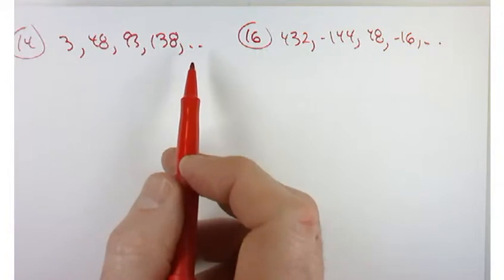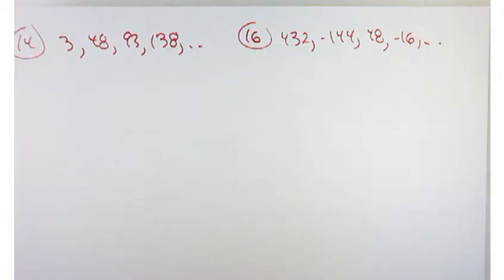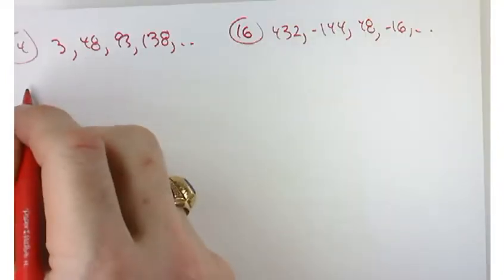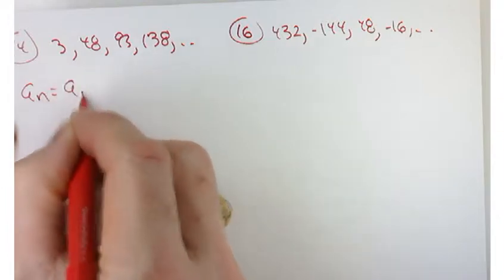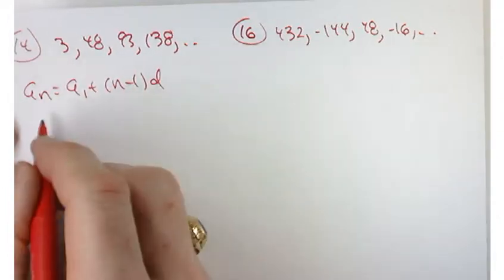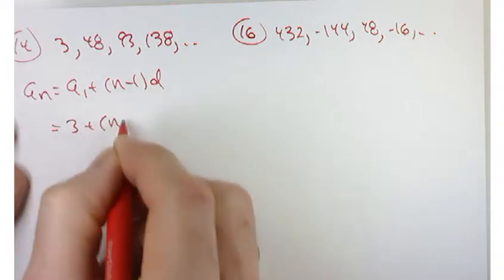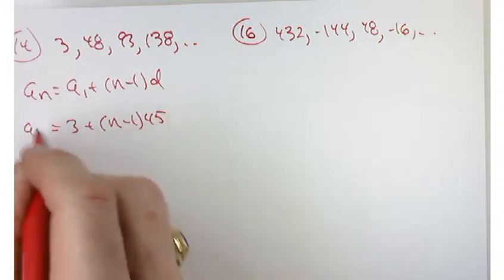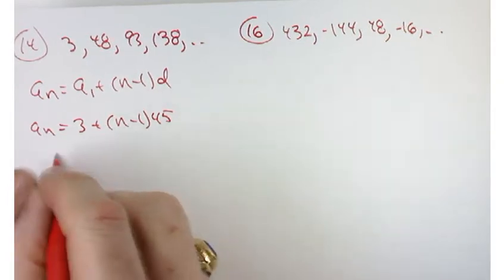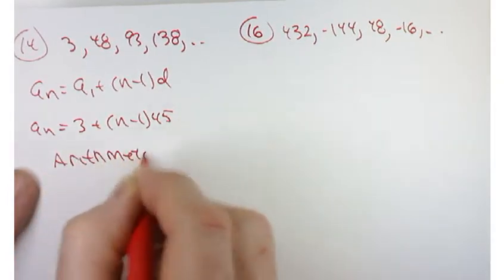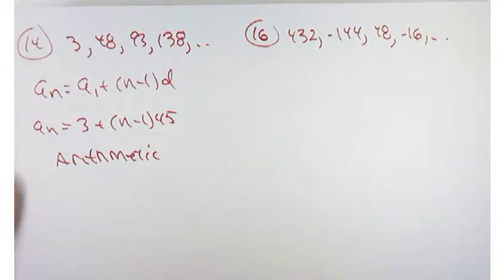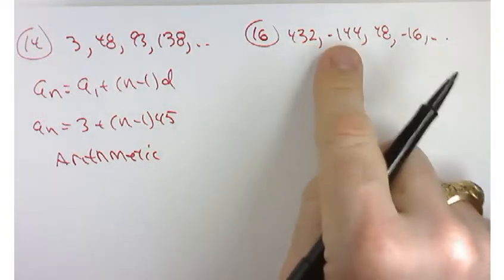Add 45. And if you're adding something to get from one term to the next, what kind of sequence does that make this? Good, arithmetic sequence. So in this case, a sub n would be a sub 1 plus n minus 1 times d. So it's going to be 3 plus n minus 1 times 45. That's going to be your general term. But that makes that an arithmetic sequence, not a geometric sequence. So in a geometric sequence, you're going to multiply to get from one term to the next. What about here? Am I multiplying to get from one term to the next?